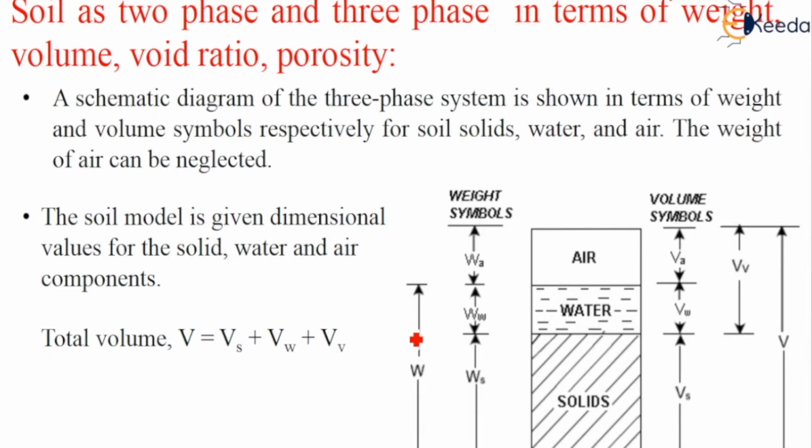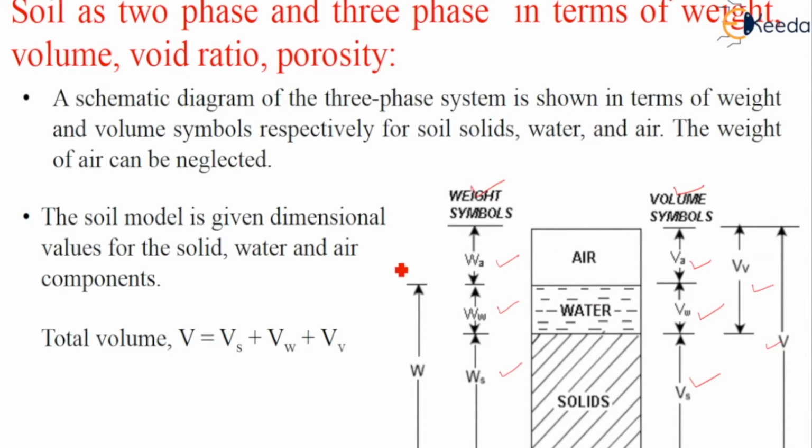In the previous lesson also we have seen a schematic diagram of the three-phase diagram in terms of weight and volume. These are the weight symbols and these are the volume symbols. What is Wa? Weight of the air. Ww is the weight of the water. Ws is the weight of the solids. And what is Va? Volume of air. Vw, volume of water. Vs, volume of solids. Vv is the volume of voids. The total volume is V.